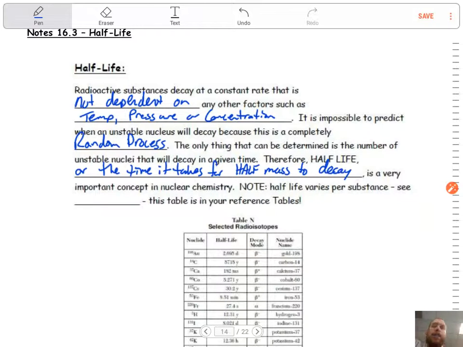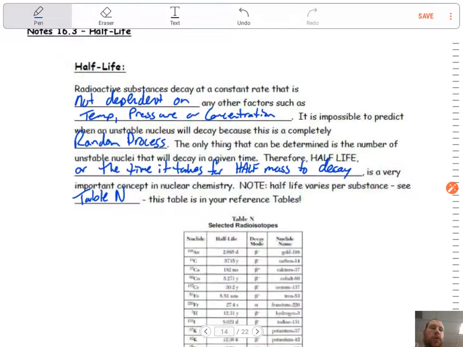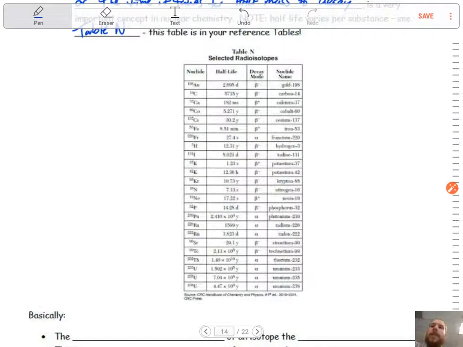Half-life varies per substance, so table N is going to be your biggest help and tool for it, okay? So table N doesn't list necessarily all the isotopes, they're just selected ones. Typically they go from shortest at the top down to longest, but there are some exceptions in there. And as soon as I say that, you might be pointing out, well, I see seconds right here in the middle. So just make sure, guys, D is days.